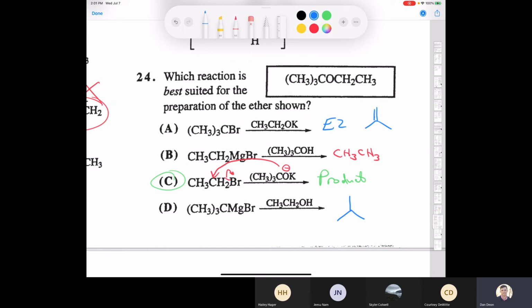So that's not very useful chemistry now, is it? All right. There we go. So C would be the best answer here.